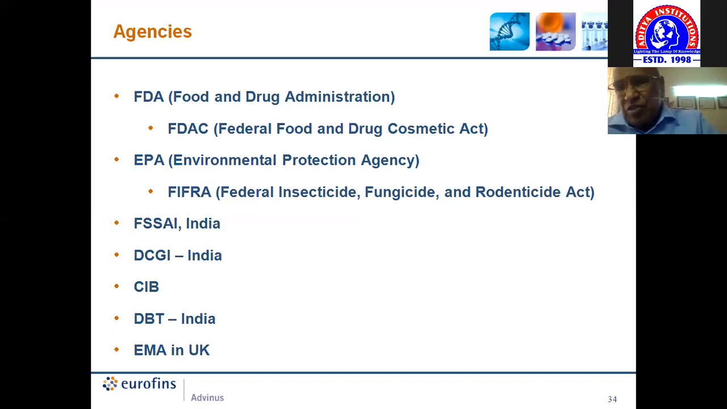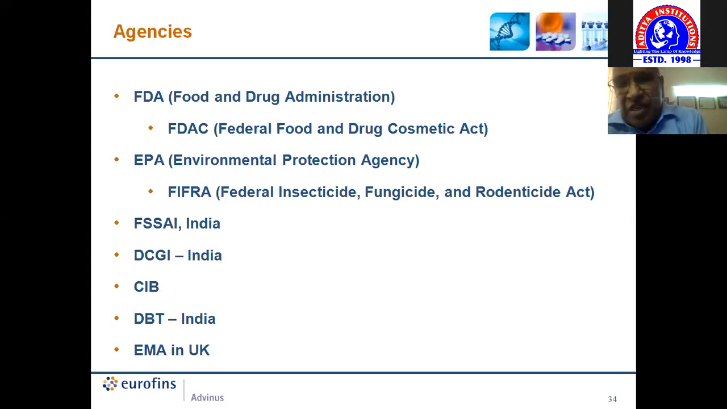Now we'll come to the EPA, the Environment Protection Agency, which is not important for this audience, and which handles industrial chemicals and pesticides. The next series are Indian agencies. The Food Safety Authority of India, FSSAI, which was established in 2006, a very good agency, is able to regulate foods and chemicals in foods. The most important one for drugs, for the pharma graduates, is DCGI, the Drug Controller General of India, that reviews all petitions except large molecules, which are called biologics. CIB, the Central Insecticide Board, regulates the pesticides, and the last but one is DBT, the Department of Biotechnology, which handles biologics.